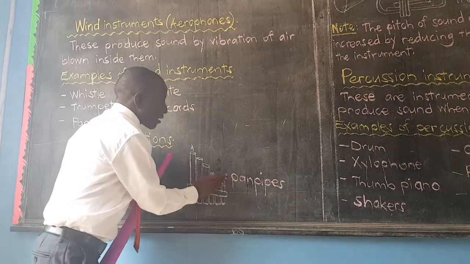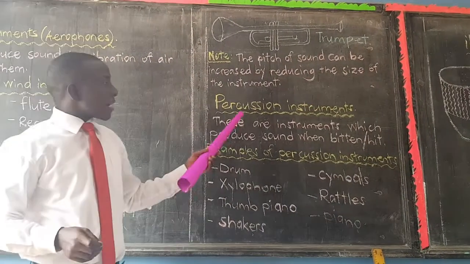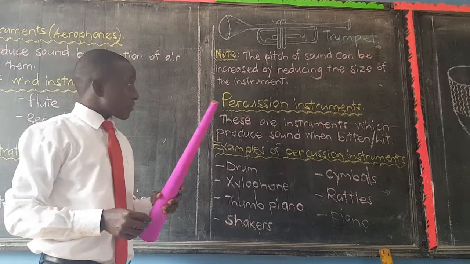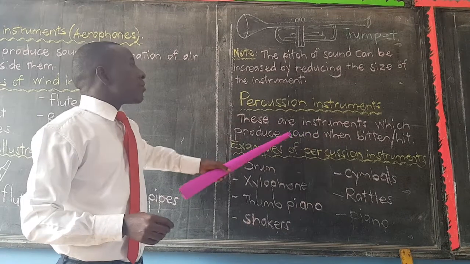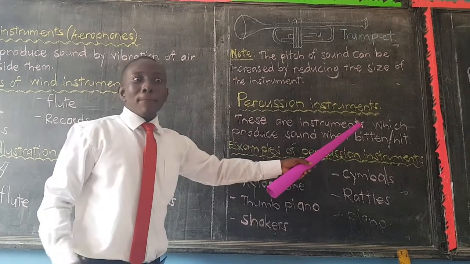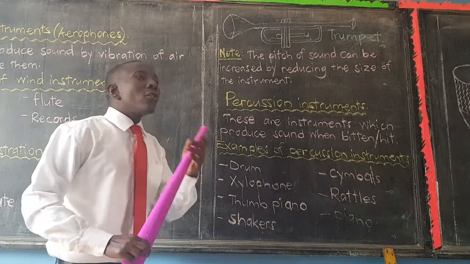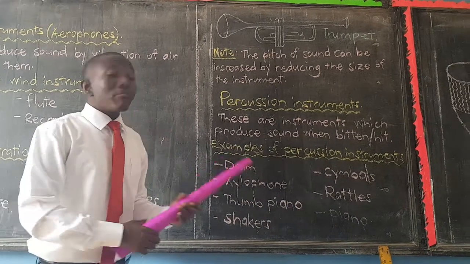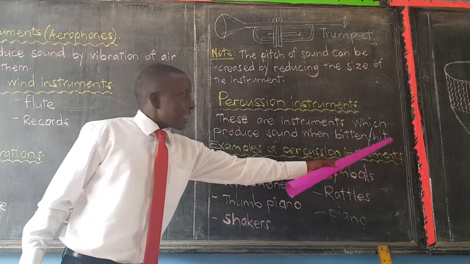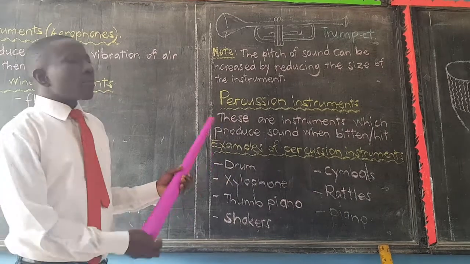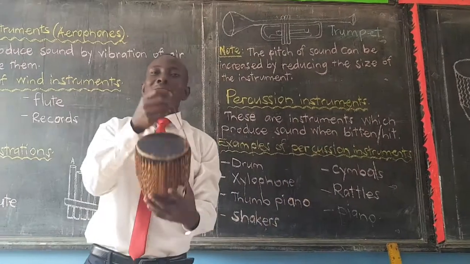Okay? Now let us come to another group of musical instruments. Those are percussion musical instruments. These percussion musical instruments, they produce sound when beaten. For them, you don't pluck at their strings, you don't blow air inside them, but you just beat them. They produce sound when beaten or hit.